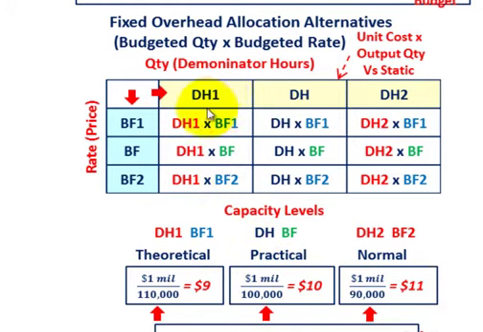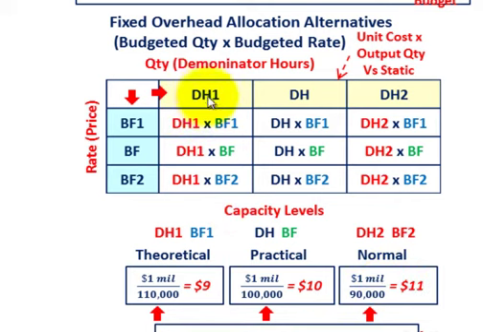Okay, so if we put it in a chart, our fixed overhead allocation alternatives would be some budgeted quantity times some budgeted rate. Our denominator hours in those quantities are shown here: DH1 was our theoretical, DH was our practical amount, and DH2 was our normal amount that we're working with. And then we'd have the different rates, or prices, that we calculated for our fixed overhead. BF1 was $9, BF was $10 per hour, and BF2 we allocated at $11 per hour.